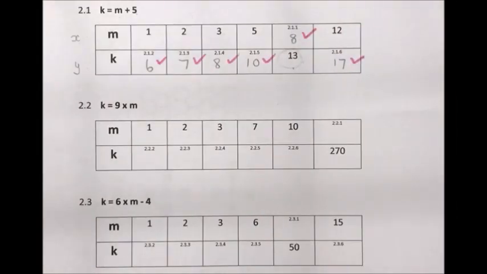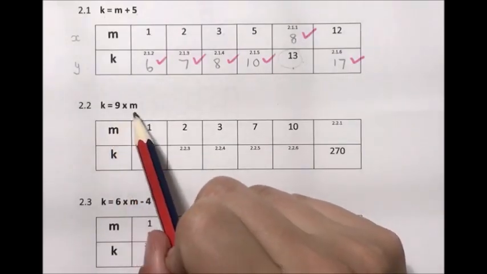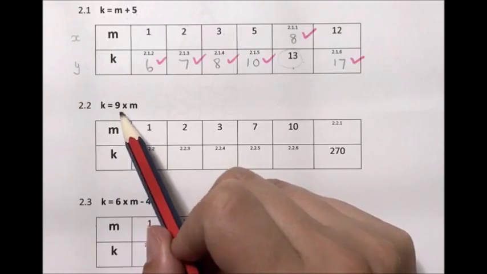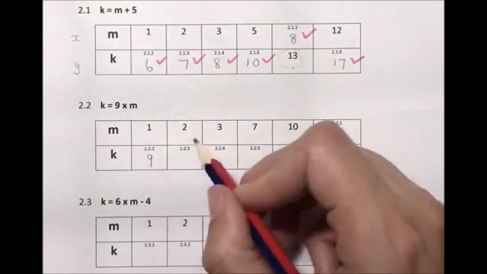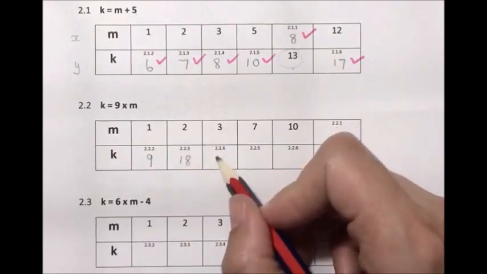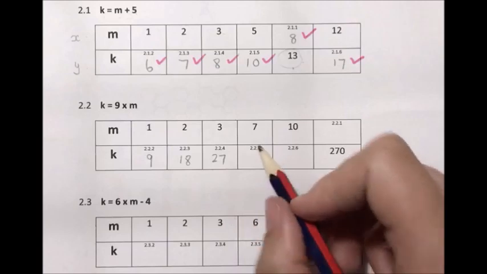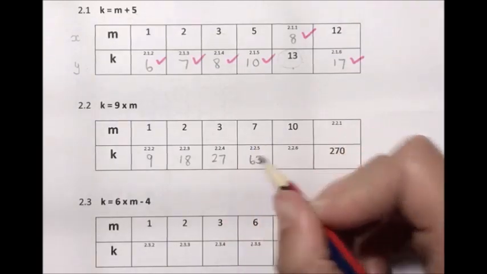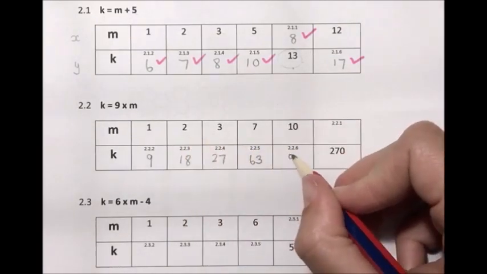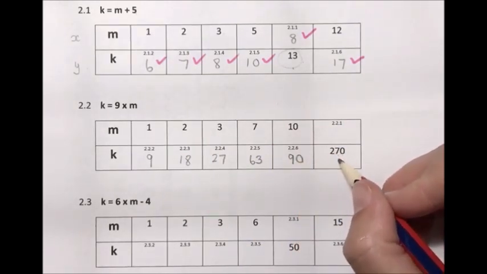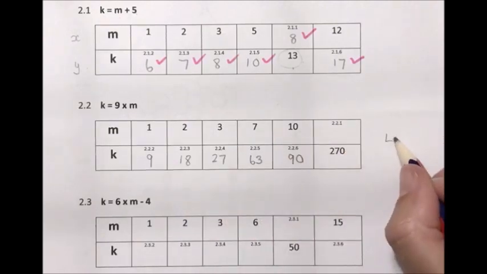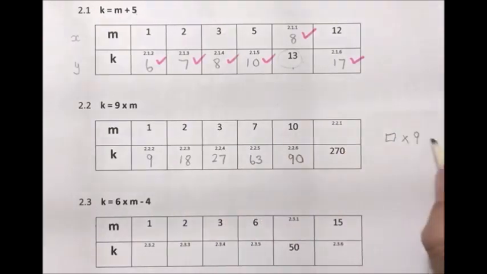The second example says K, remember output, equals 9 times M. So basically the rule is times by 9. 1 times 9, 9. 2 times 9, 18. 3 times 9, 27. 7 times 9, 63. 10 times 9, 90. Now I already have the answer. I've got 270. If I had X, I had to times by 9. I would have gotten 270.